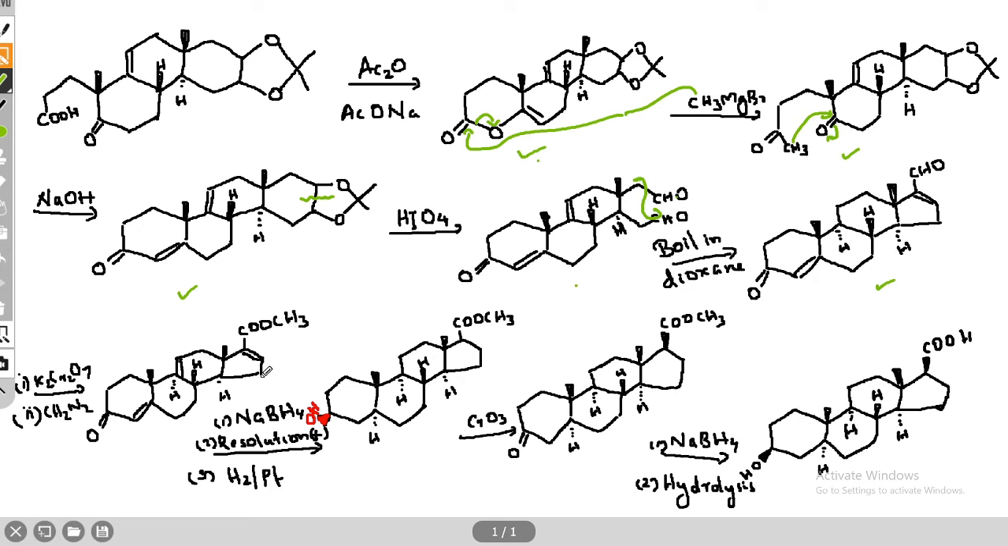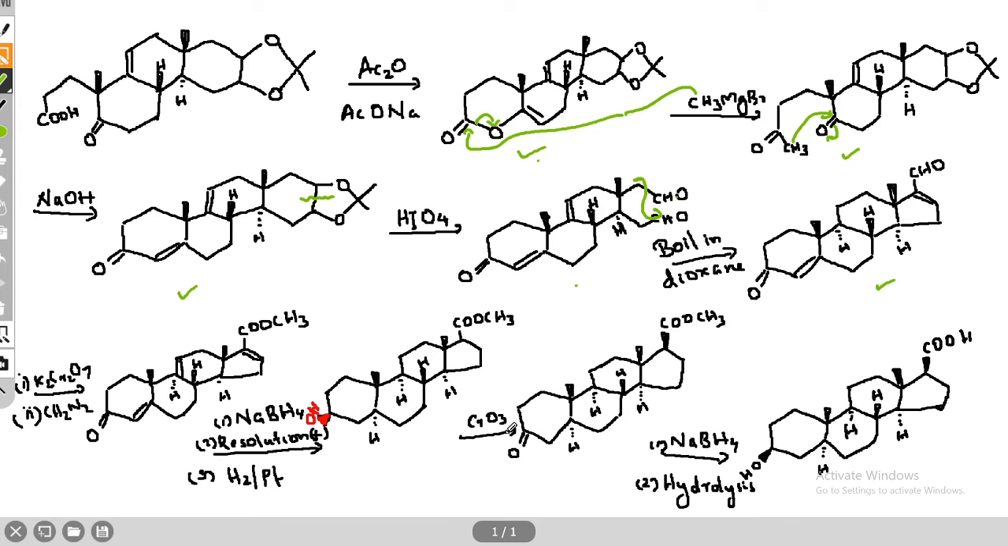So after that, it is treated with NaBH4 for reduction of this carbonyl group. After reduction, there will be introduction of new chiral centers. So there will be a racemic mixture of different products. So the resolution of the plus form is needed. After resolution, it is again treated with hydrogen and palladium to form this compound.